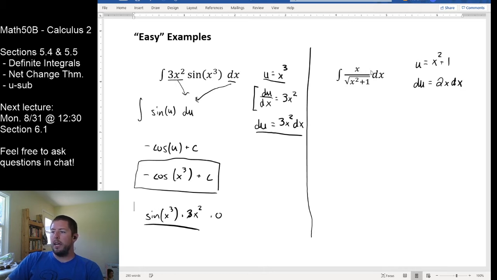And so what I'm seeing here is I almost have exactly what I want, right? I don't have a 2x dx. I just have an x times dx in my problem. So what I might do for myself here is just divide by the 2 on both sides. And now I have exactly the component that I see in my expression over here to make my variable substitution happen right there.